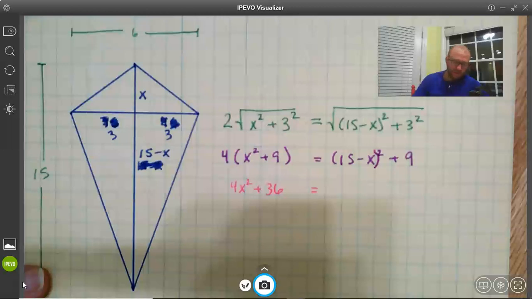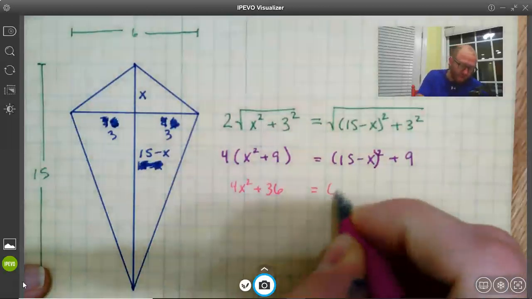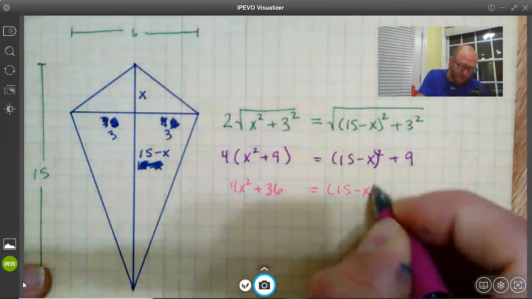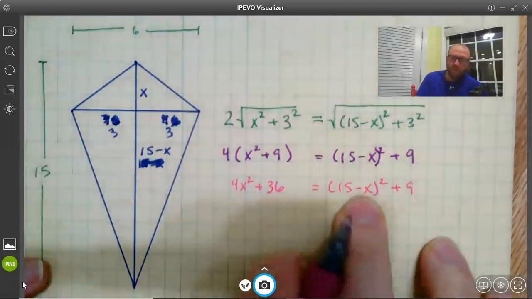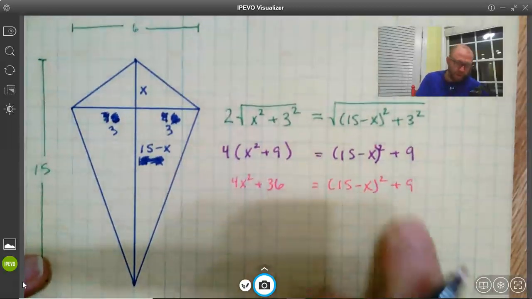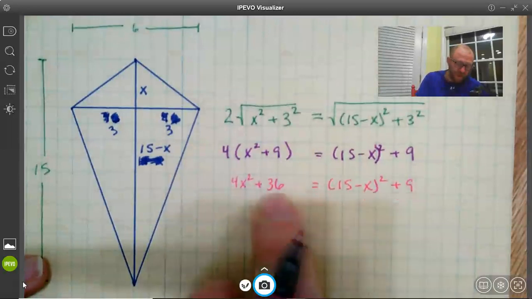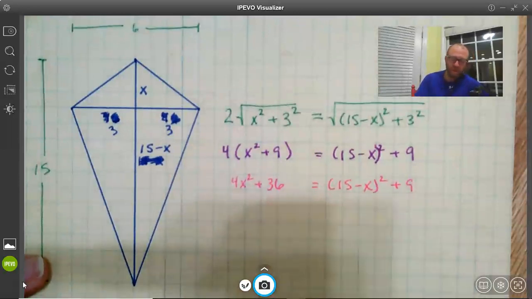And then on this side, we have 15 minus x squared plus 9. Now we're going to have to open this up over here. This is going to get kind of ugly, but before we do, let's get rid of this 9 over here before we open it up.